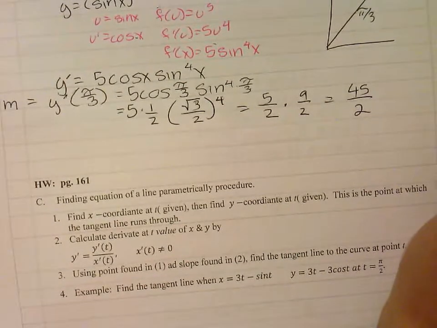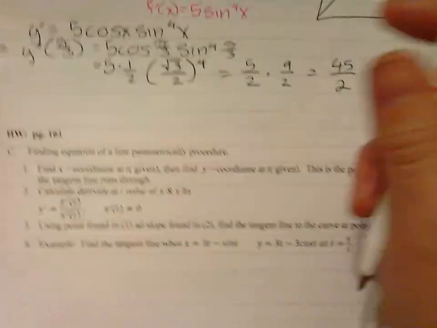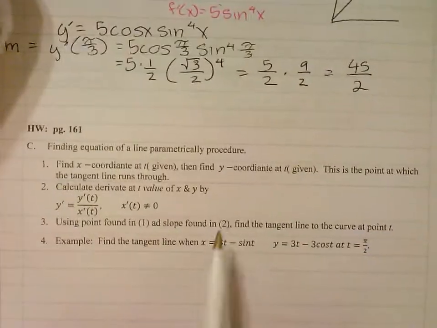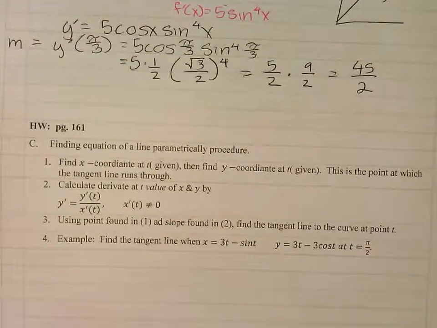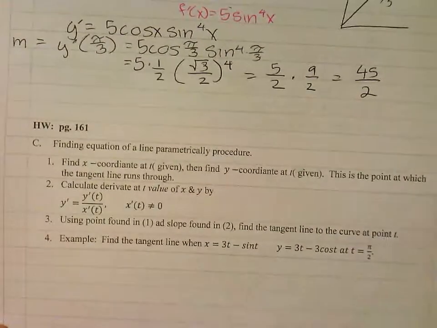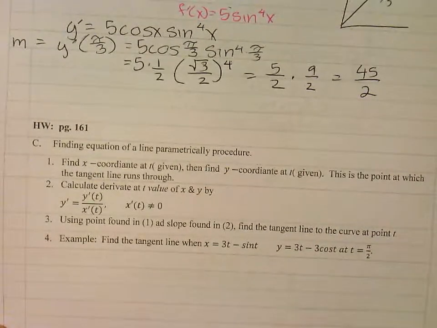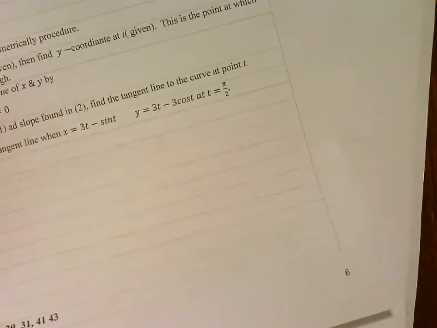Okay. Finding the equation of a line parametrically. So parametrically, you have like 3 variables. You have x, y, and t. I'll do this with polynomials first, and then we'll go back to that. If I can find the paper, which is somewhere hiding from me. Okay, all right, I got it.